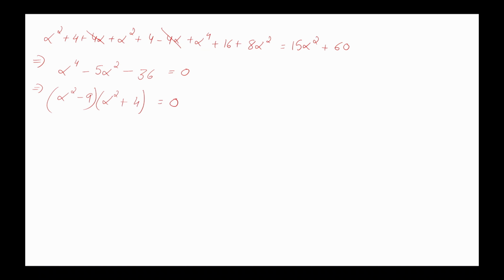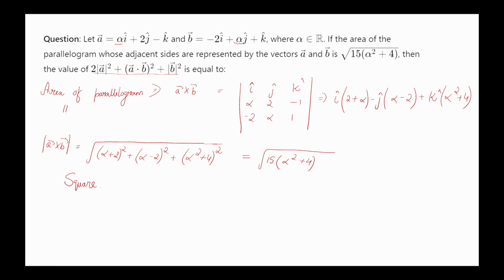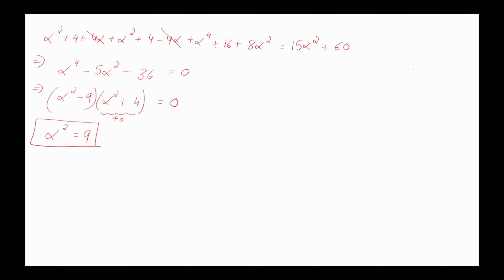Of course, if it becomes difficult for you to solve this type of quadratic equation, assume your alpha square to be t. You would have t square minus 5t minus 36. Use the solution of a quadratic equation, find your value of t, replace t with alpha square, and that is what you are going to get. So from here, of course, alpha square plus 4 cannot be equal to 0. That means only alpha square minus 9 can be equal to 0. So I've gotten my alpha square to be equal to 9. Now let me try and solve whatever has been asked to us in the question. Let me separate this out.